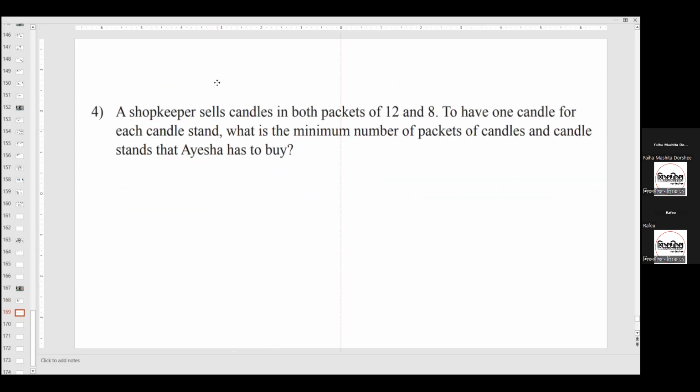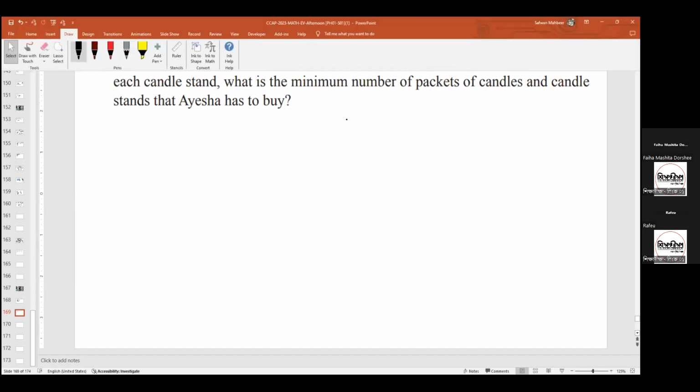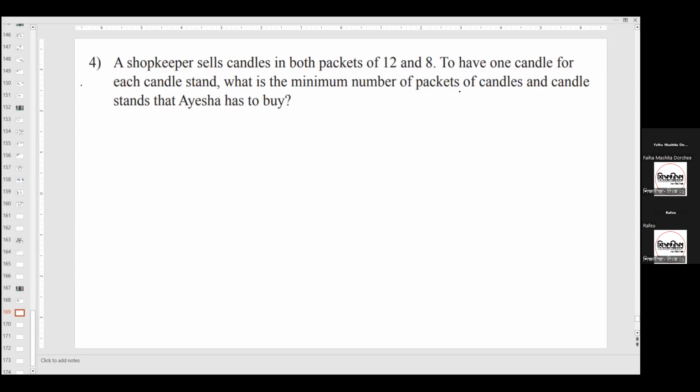A shopkeeper sells candles in packets of both 12 and 8. To have one candle for each candle stand, what is the minimum number of packets of candles and candle stands that Aisha has to buy? We can think like this: since we have to find the number of packets, and in those packets we will buy the candles and the candle stands, right?